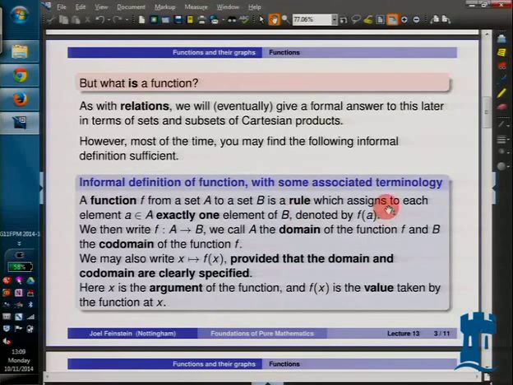That's nothing special about a function. Every function will do that. Okay, so then we've got terminology. The first set, the one you're coming from, is called the domain of the function. And the set you're going to is called the codomain of the function. Okay, there'll be some warnings about that in a minute, but domain is where your function is defined, and the codomain is where you're going to.